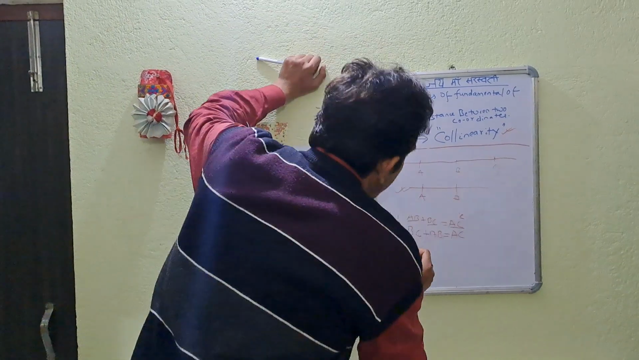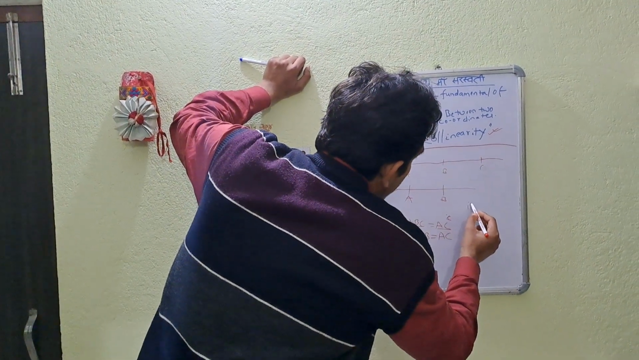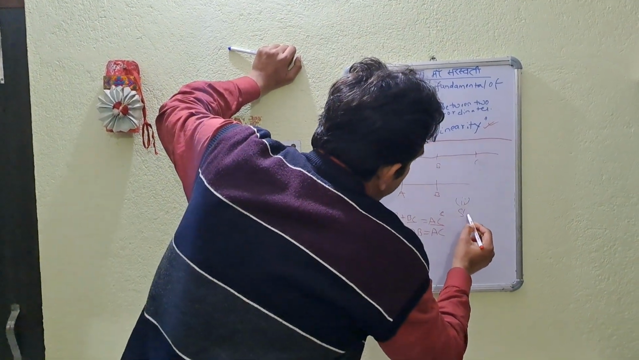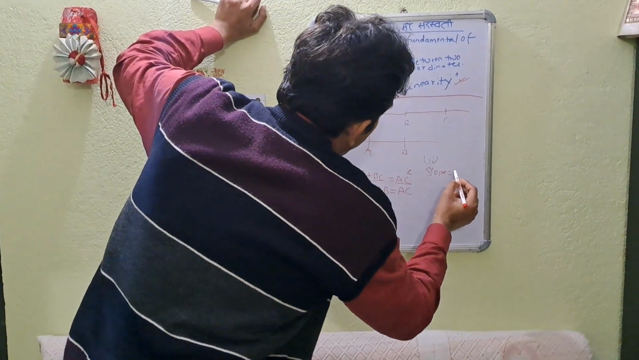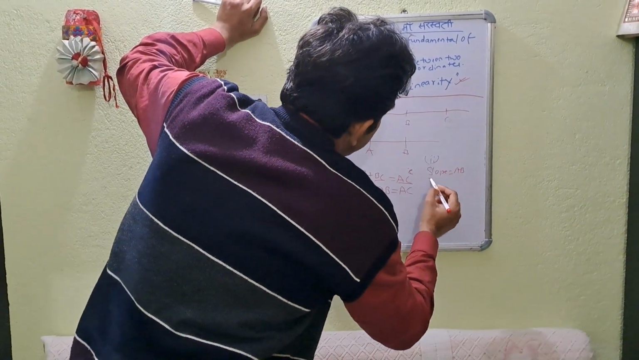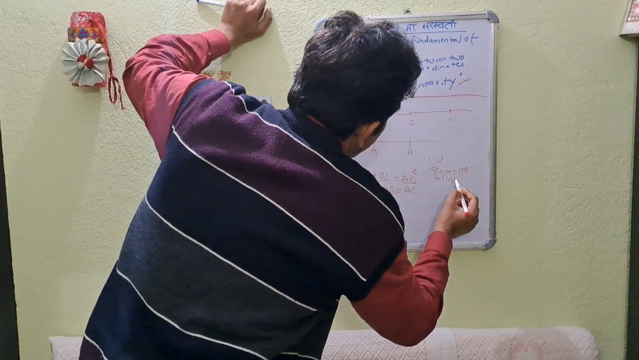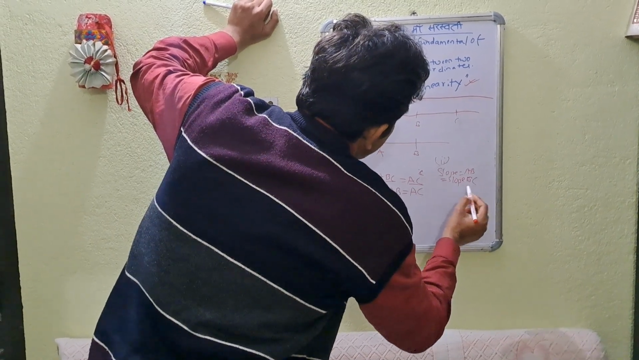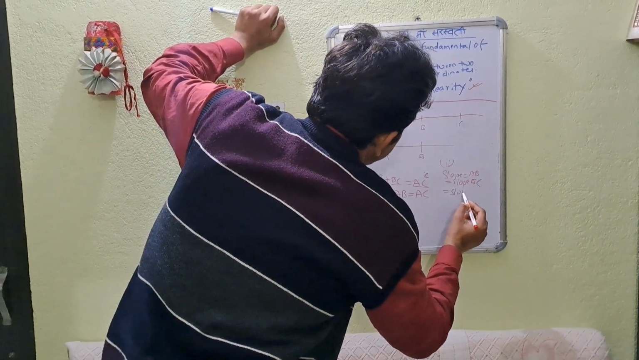The second terms and condition will be: the slope of AB is equal to the slope of BC is equal to the slope of AC.